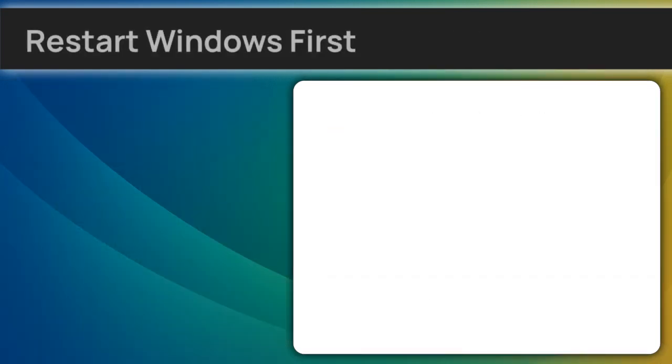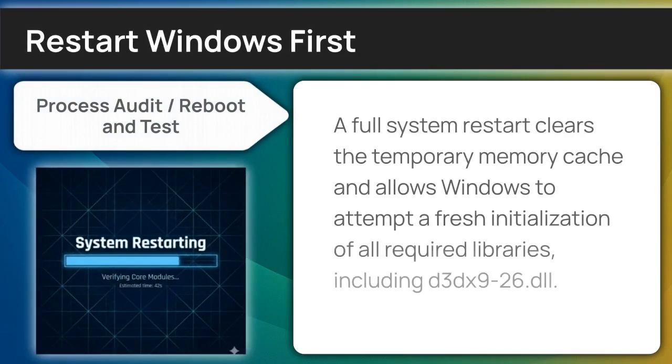A full system restart ensures that no background processes are currently locking the d3dx926 file. A fresh boot allows Windows to reinitialize its library map from a clean state.